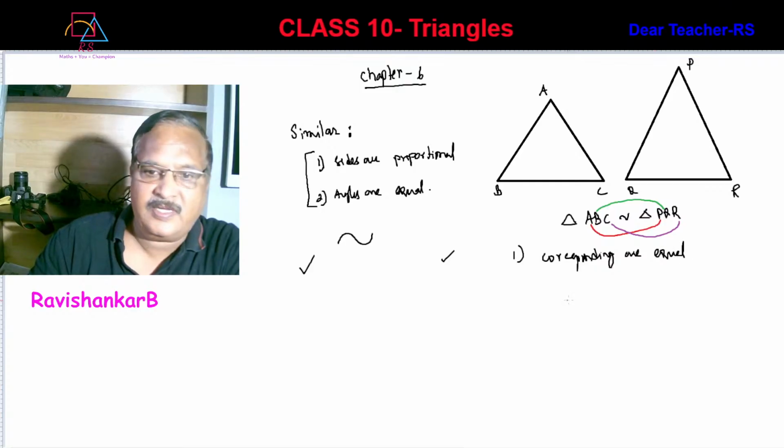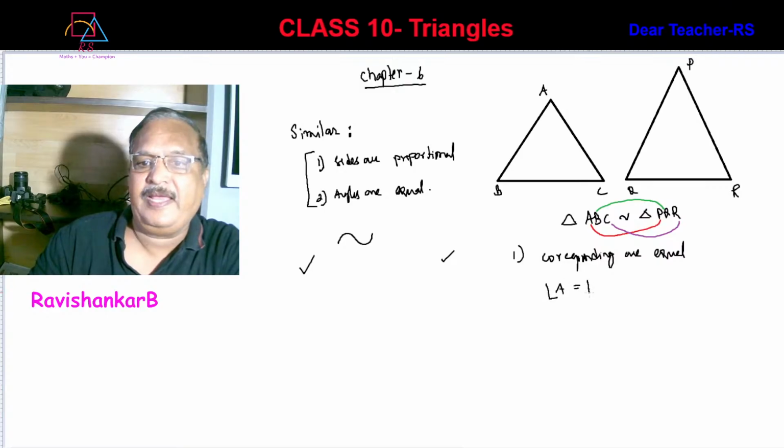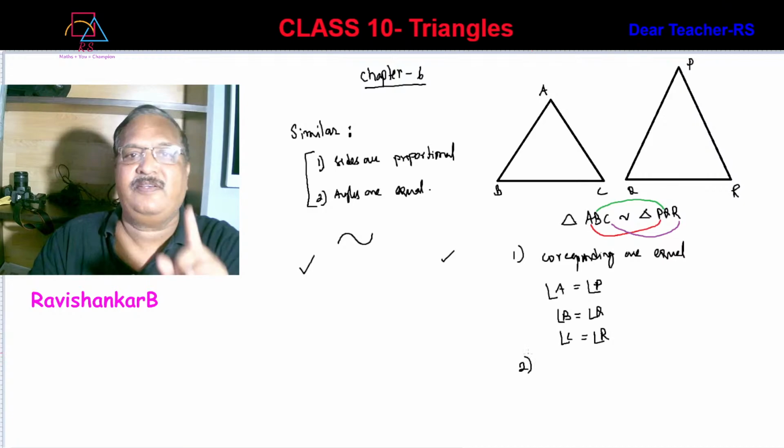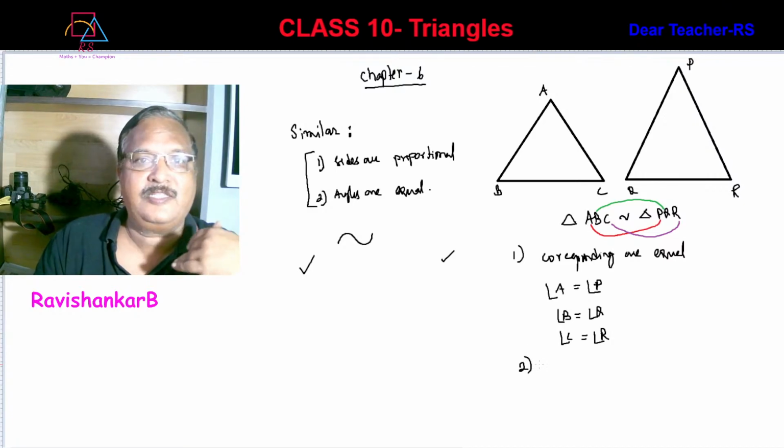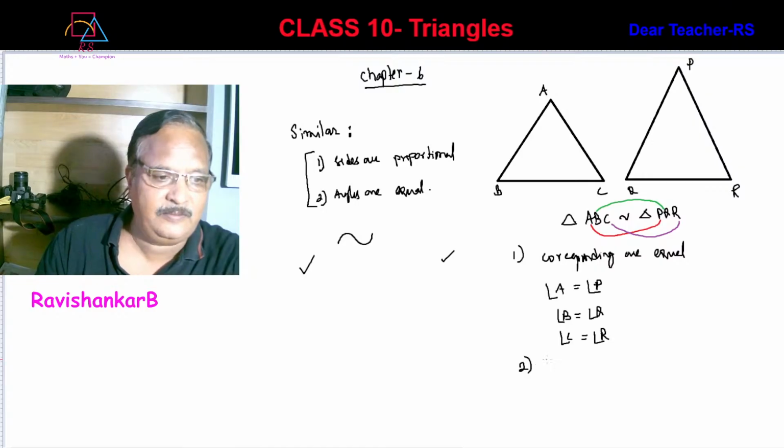So then what are the corresponding angles here? Angle A is equal to angle P, because A and P are corresponding, and angle B is equal to angle Q, and angle C is equal to angle R. Okay, so this is the first case. If two triangles are similar, their corresponding angles are equal.